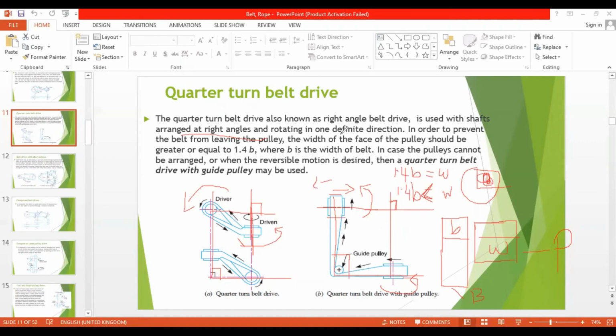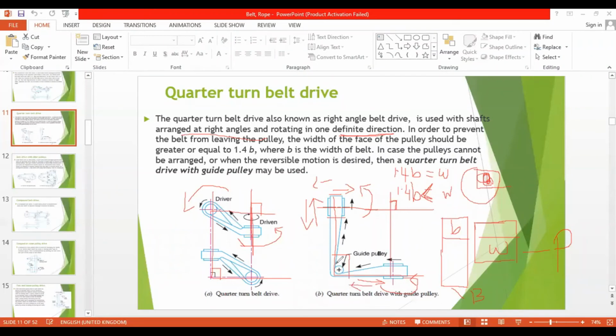That's what is mentioned here, a definite direction. So reversible motion is not possible here. But if you want reversible motion also, then we will go for the guide pulley. This is called the guide pulley. If you put this guide pulley over here, what will happen? Either this could be the driver moving this way and this the driven moving this way, or this could be the driver moving this way and this the driven moving this way. Why? Because it is passing over a guide pulley.